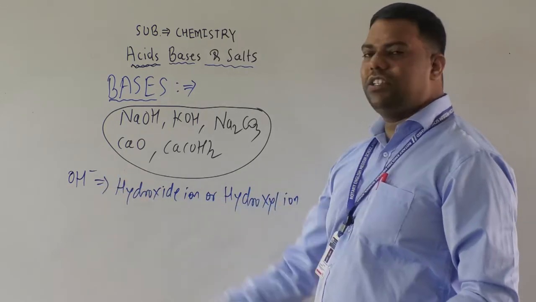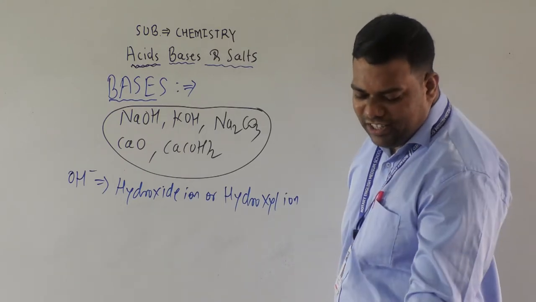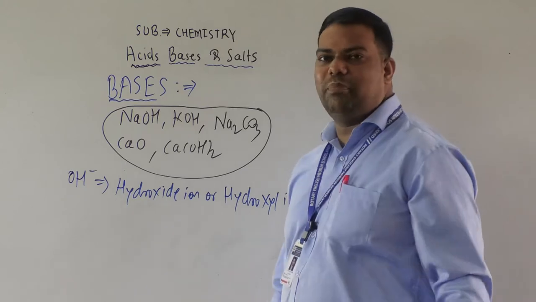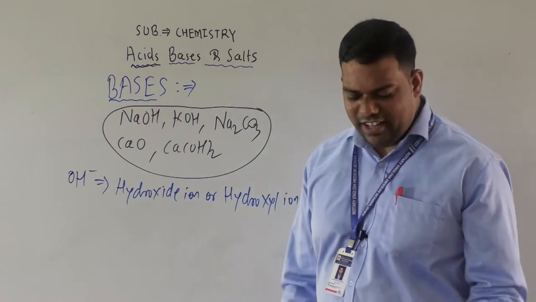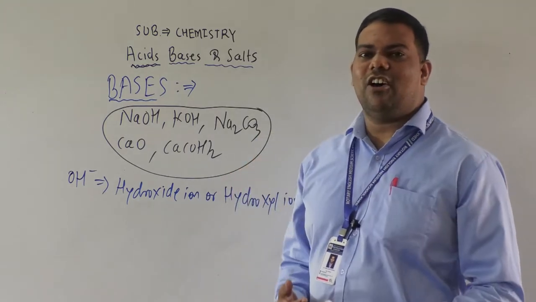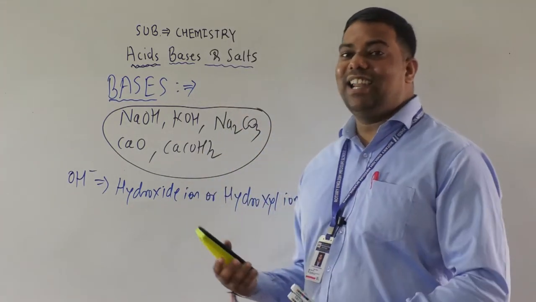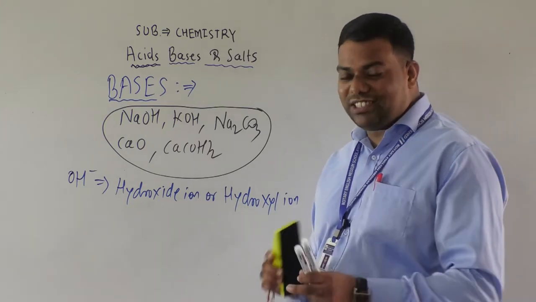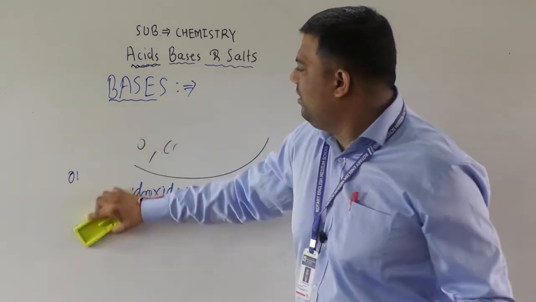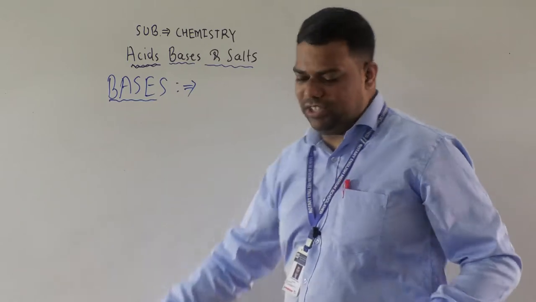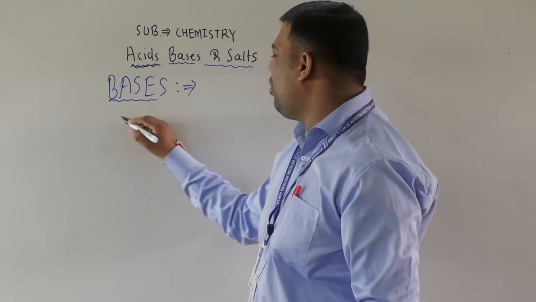So this OH minus shows that your compound is basic in nature. Whatever that base is, it is a metallic oxide or a metallic hydroxide also, understood? Metallic oxides are bases, and metallic hydroxides are also bases, no doubt. So we will see here some normal reactions about basic oxides.